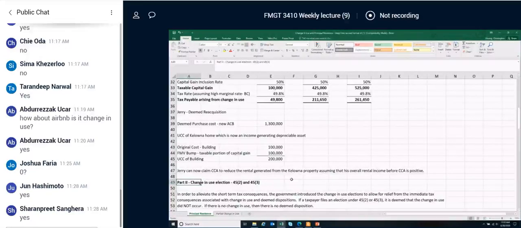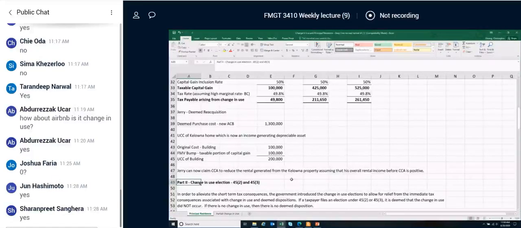So then what happens? Can you claim CCA? No, you can't. Do you still have to recognize the rental income? Yes, you do. So from the government's point of view, if you decide to file this election, you're going to have rental income and you can't claim CCA. You're going to have more rental income. And by the way, the rental income gets taxed at 100%.